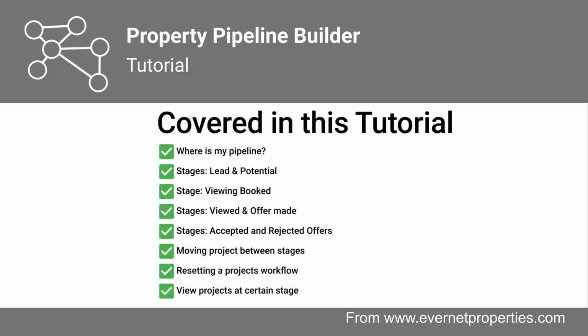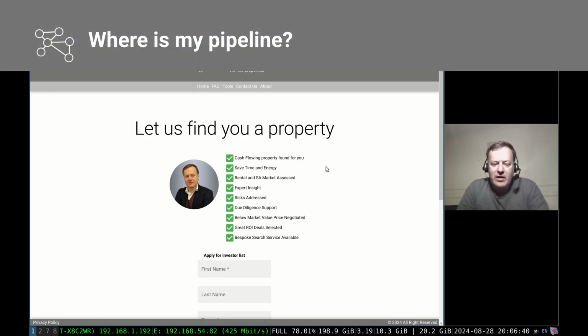So in this tutorial we're going to cover where to find your pipeline. We're going to go through particular stages in the pipeline, so stages lead and potential. We're going to look at the stage viewing booked. We're going to look at the stage viewed and offer made. We're going to look at the stages together of accepted and rejected offers. I'm then going to show you how to move the project between stages. I'm going to show you how to reset a project's workflow. And then finally, I'm going to show you how to view the projects that you have got that are only in a particular stage.